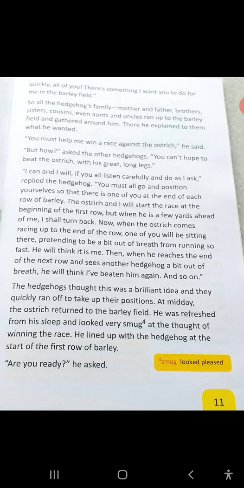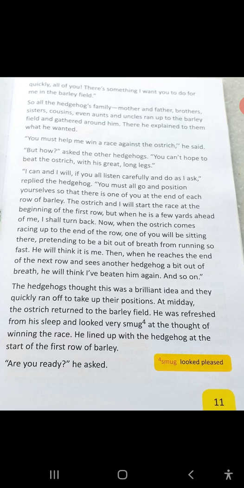"The ostrich and I will start the race at the beginning of the first row, but when he is a few yards ahead of me, I shall turn back. Now, when the ostrich comes racing up to the end of the row, one of you will be sitting there pretending to be a bit out of breath from running so fast."